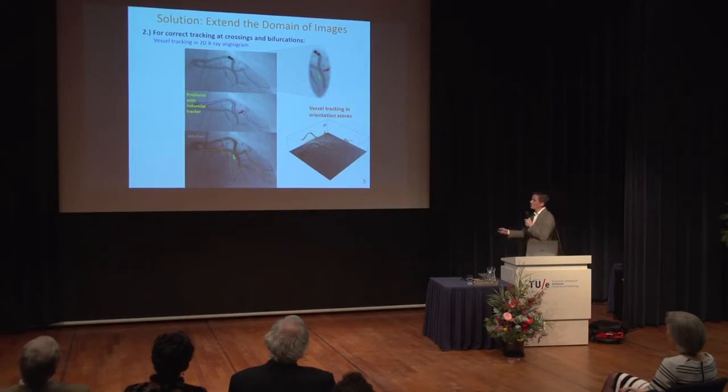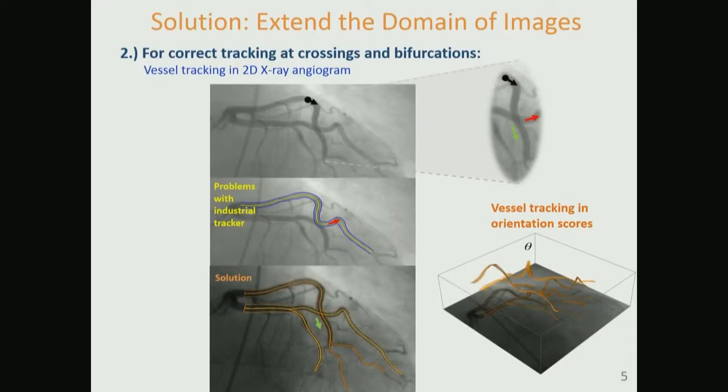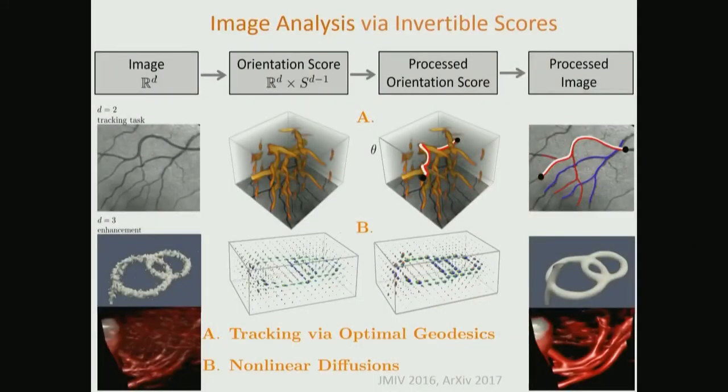Now, if you go to the orientation score domain and to the space of positions and orientations, you apply the tracking over there. There are no such things as crossings, and you get basically a solution to this problem. And this is just one simple example, but we tested it on large data sets where each time we get very good results with our methodology.